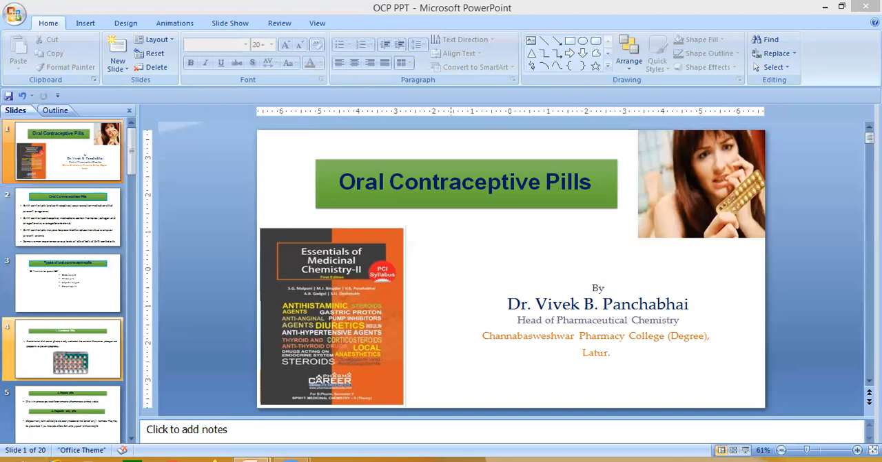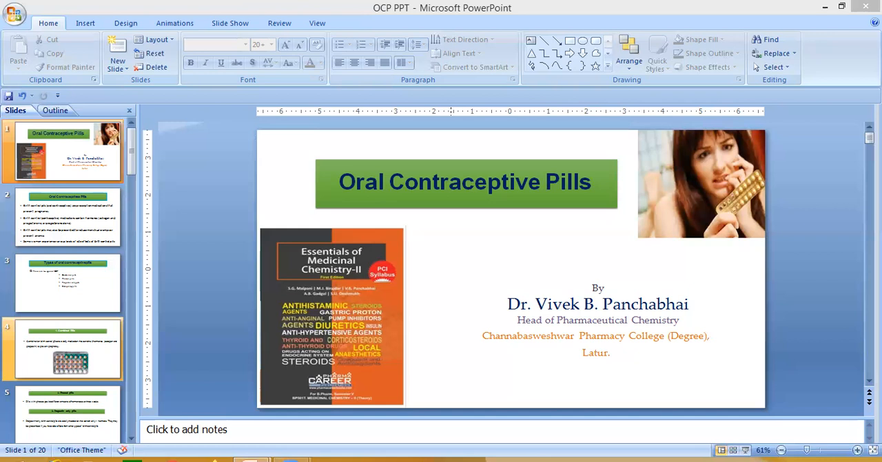And the third way oral contraceptive pills work is by changing the endometrium, that is the lining of the uterus, so that it cannot support a fertilized egg, to avoid pregnancy. These are the three ways oral contraceptive pills work to control pregnancy.